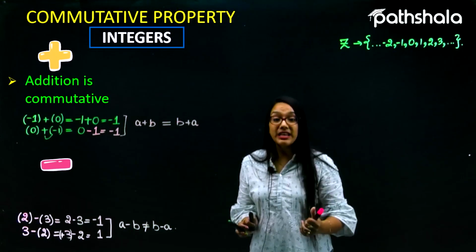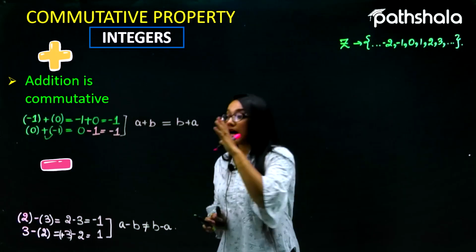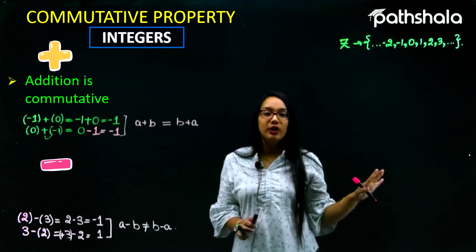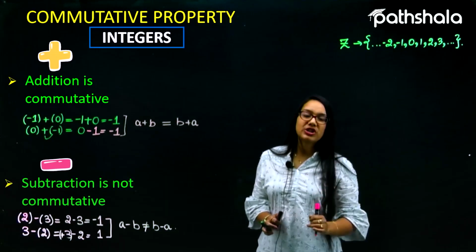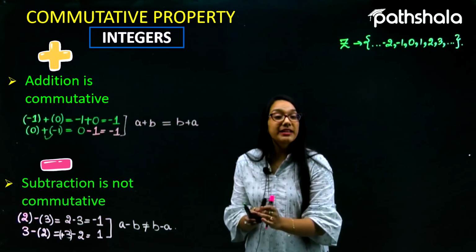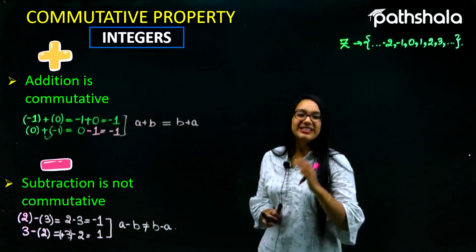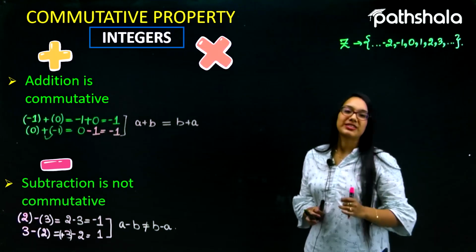So it means that the commutative property for the integers under subtraction is not followed, and hence subtraction is not commutative in nature. Why so? Because a minus b is not equal to b minus a. So let's just start with the multiplication symbol now.